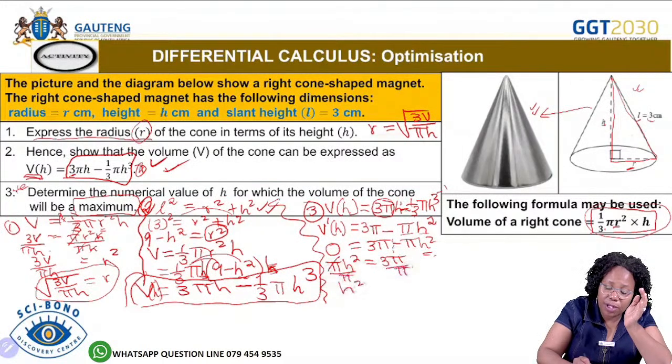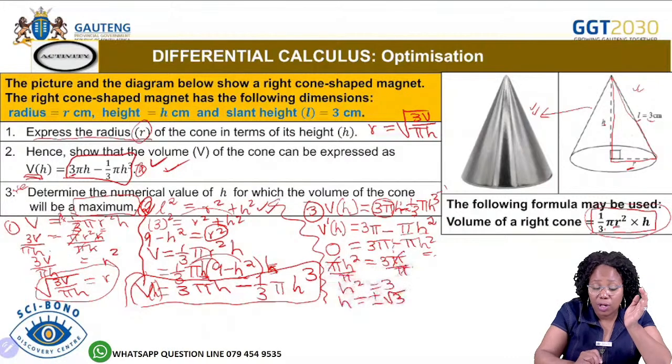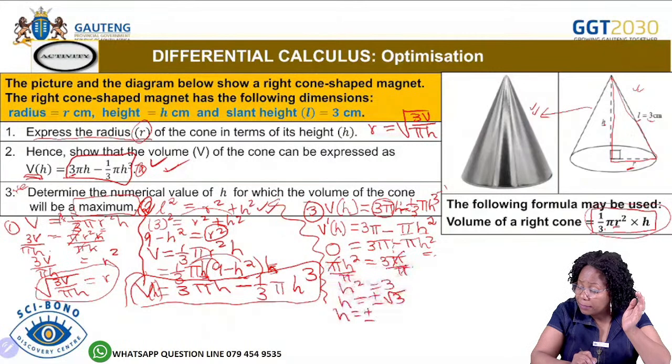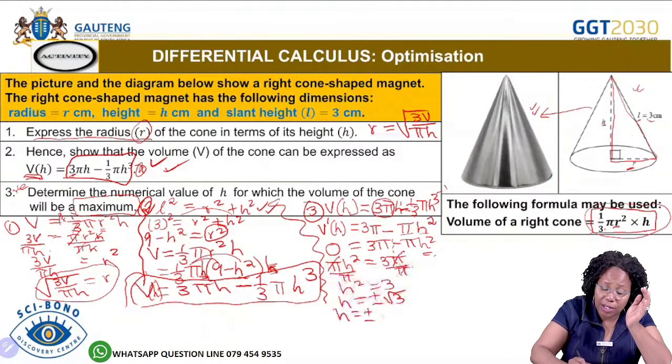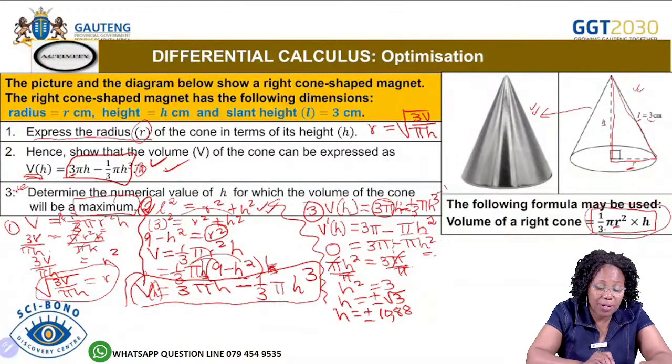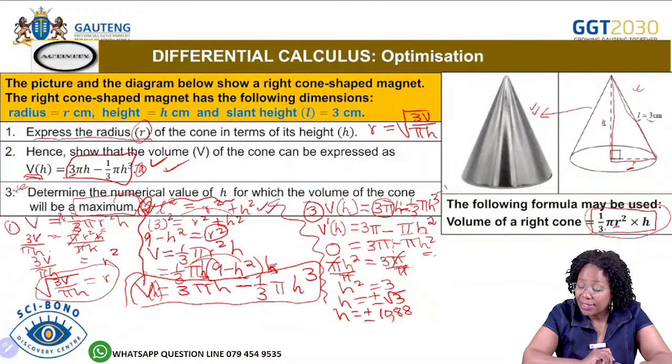Then we are left with h squared is equal to 3. Then h will be equal to plus or minus the square root of 3. So your answer will be h equal to plus or minus 10,88, if we look at the real value, not in surd form, rounded off to 2 decimal places. So we were determining the numerical value of h.